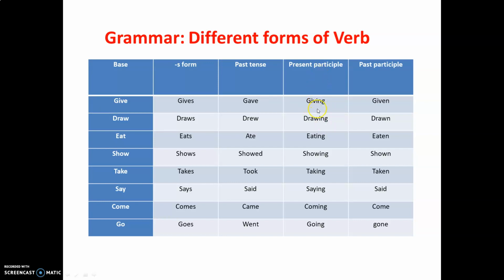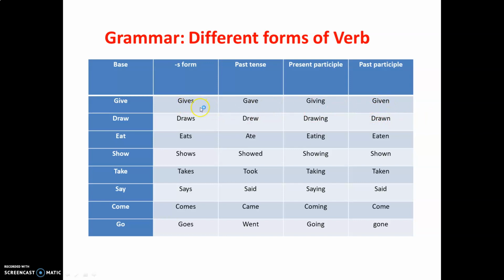So it is used in the continuous tenses, also called progressive tenses: present progressive tense, past progressive tense, or future progressive tense. Then we have the past participle. From give it becomes given. This is used in the perfect tenses: present perfect tense, past perfect tense, or future perfect tense.